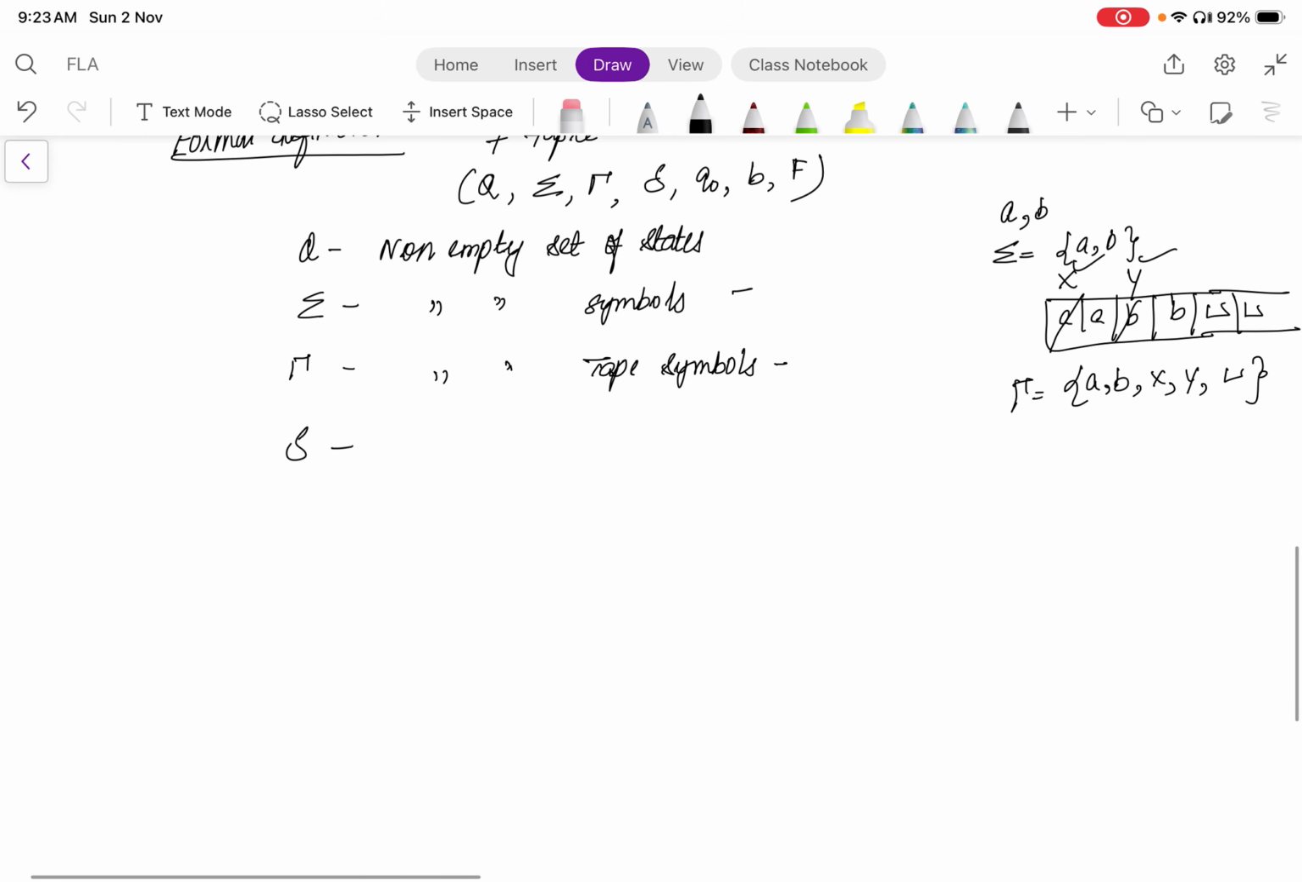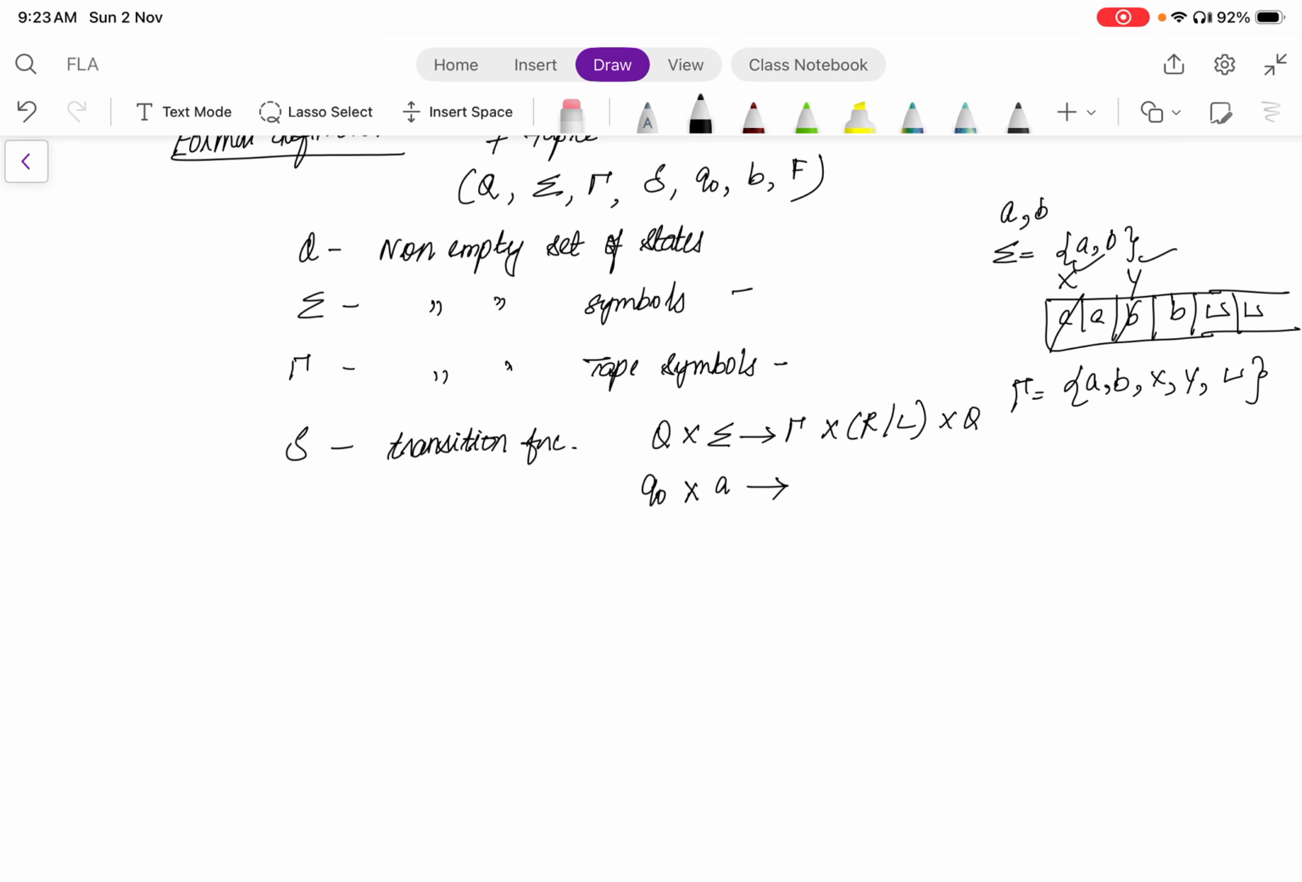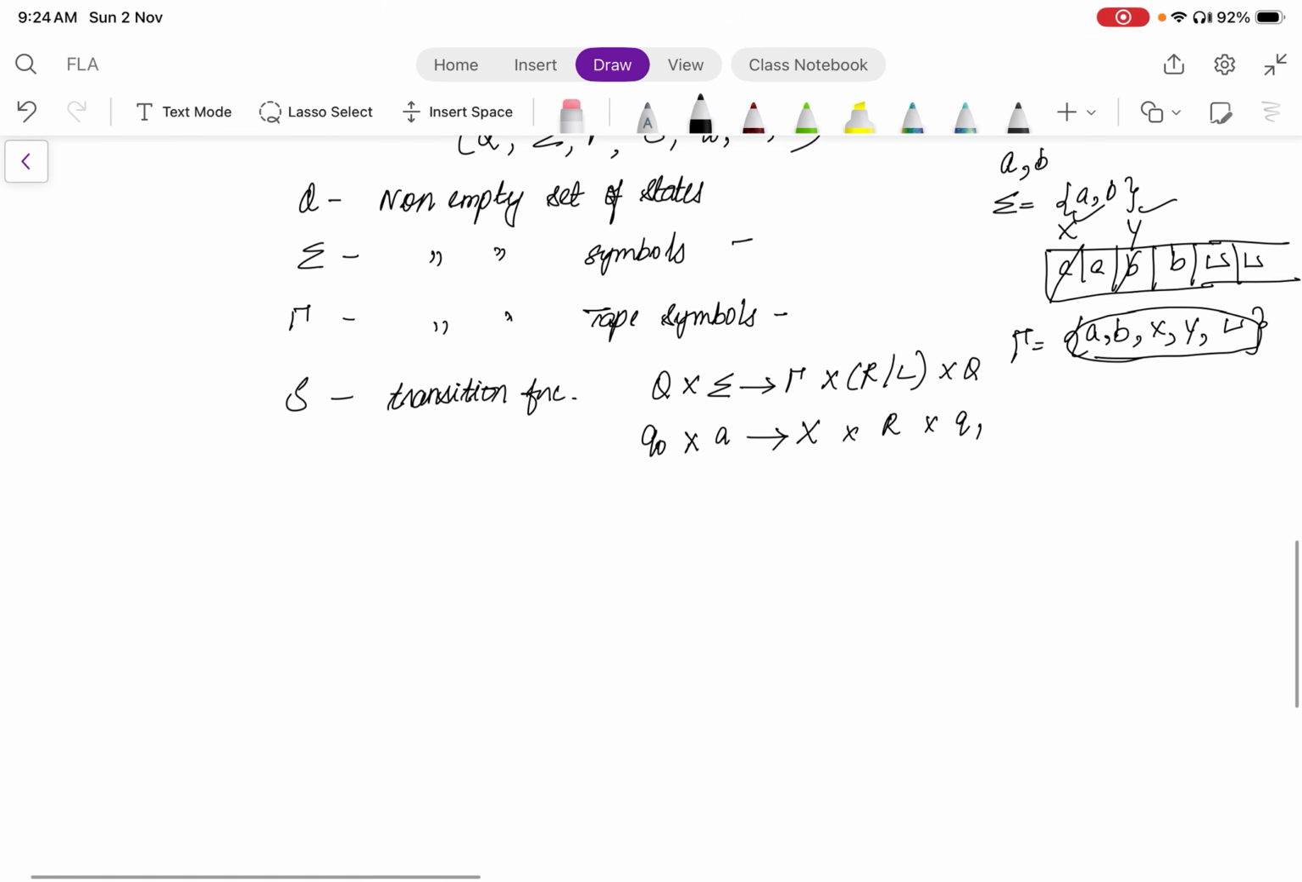Now delta is your transition function. The transition function is Q cross sigma to tau cross R or L cross Q. So here, say the state is Q naught and the input is A, which can be anything from the tape alphabet. If you want to replace A with X, then which direction you want to move, right, and which state you are going to, Q naught. This is the transition function.